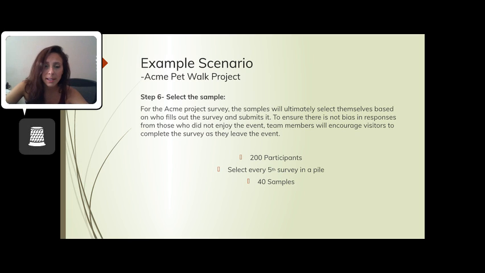So step 6, select the sample. And for this one, let's say we're all done. We sent it out. Everybody filled everything out. And now we have 200 participants. Oh, yay, that was such a great number. It's a lot, so we're going to have to deal with that. So what do we do? I will show you how I did it, but we'll say that we're going to select the 5th survey in every pile, right? So if we were to do this, we'd end up having 40 samples by the end.